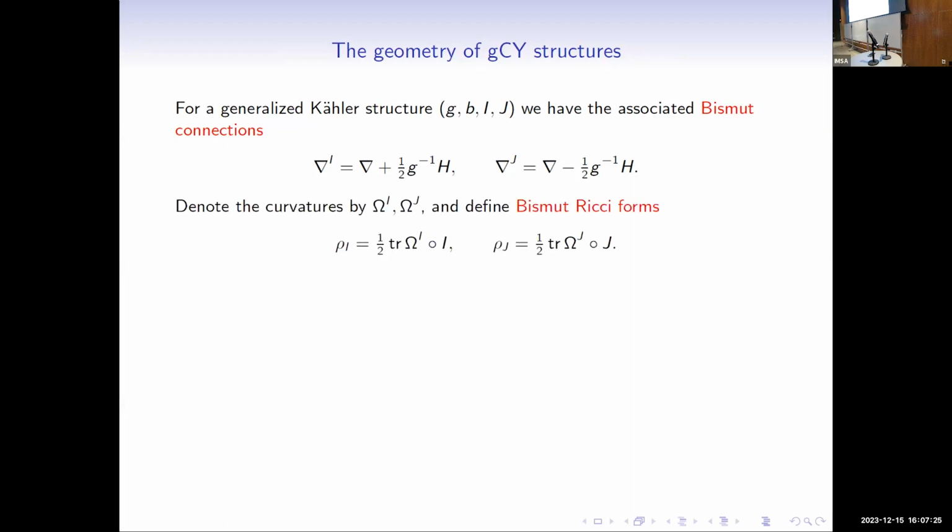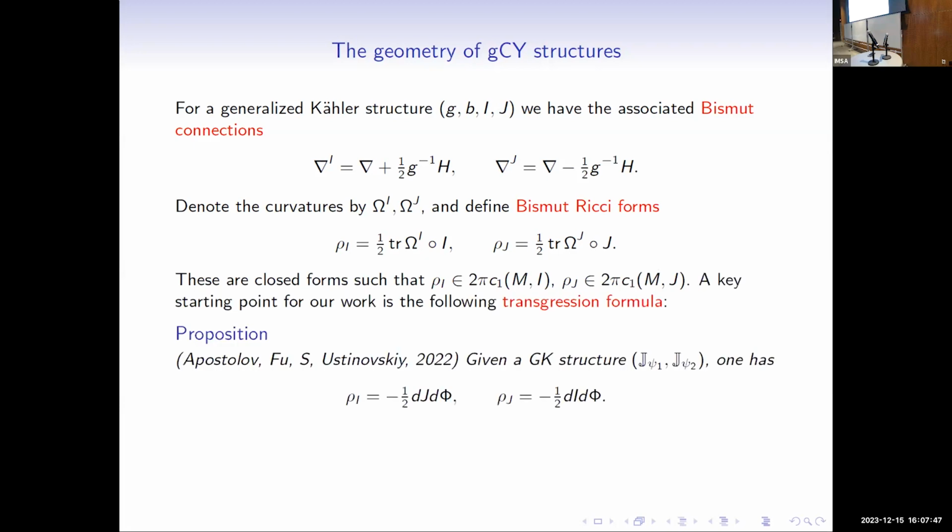These have curvatures, which I call omega I and omega J, and then they have what I'll call Bismut-Ricci forms. So they have natural representatives of c1. You take omega I, contract the endomorphism part with I, with a factor of 1/2, and we call that rho I, and similarly rho J. So we have these two Bismut-Ricci forms, rho I and rho J. These are closed forms, which represent the first Chern classes. So a key starting point for our results is the following transgression formula.